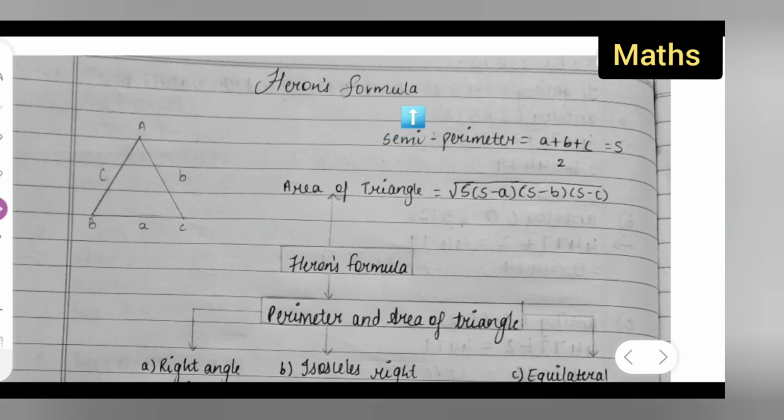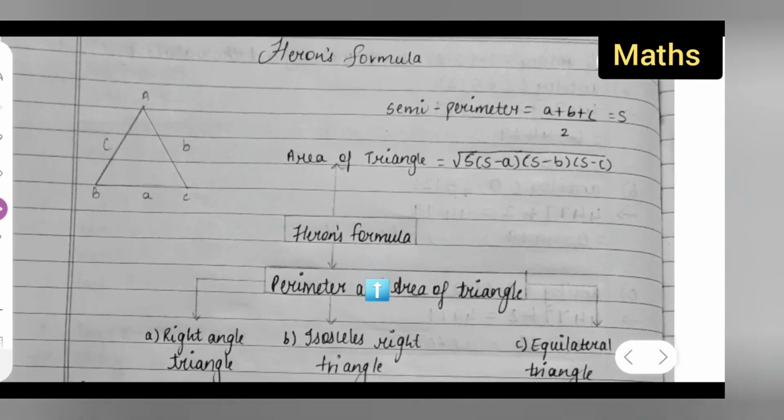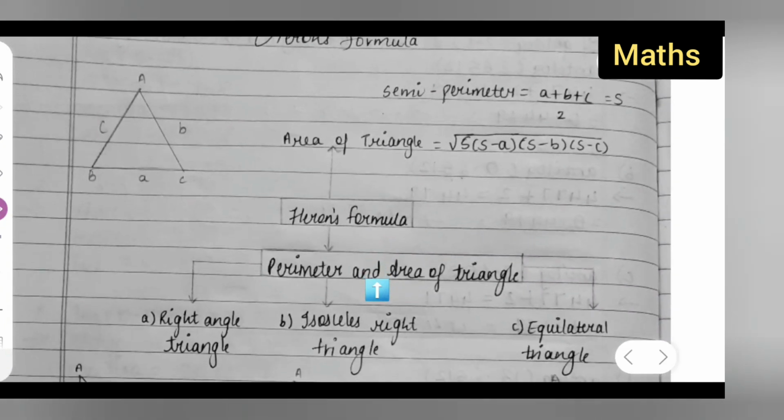Okay. Next you all can take down the semi-perimeter formula, that is A plus B plus C upon 2 is equal to S. Okay, you all can see this triangle here A, B, C, here this part is your A, this part is your B, C. That time you all will be using this. Now area of triangle is equal to what formula? Root of S into S minus A into S minus B into S minus C. Okay, now take down this Heron's formula, perimeter of the area of triangle.